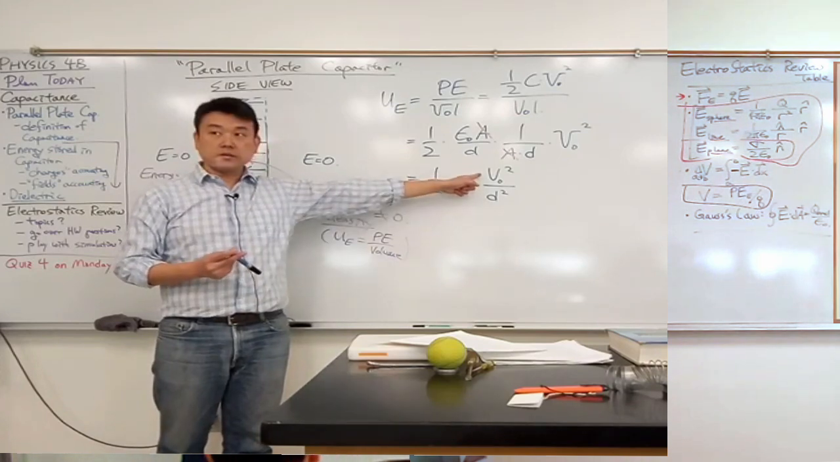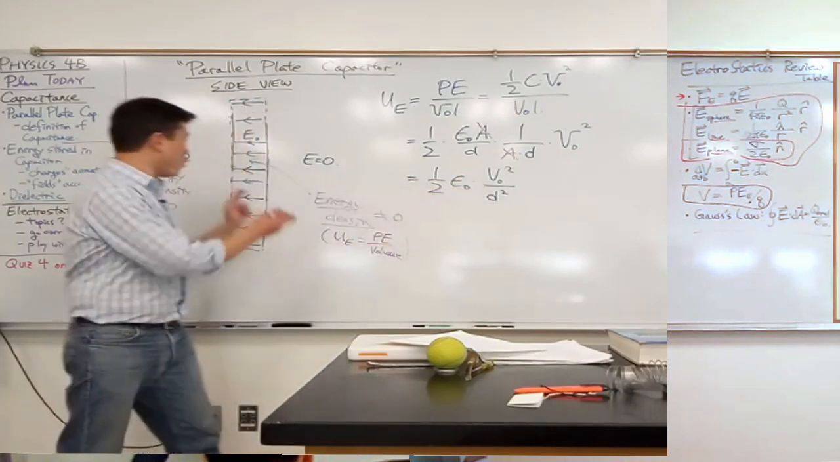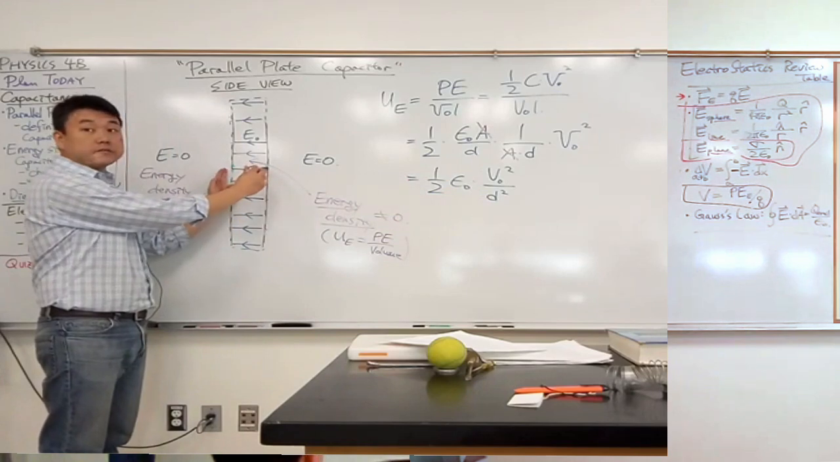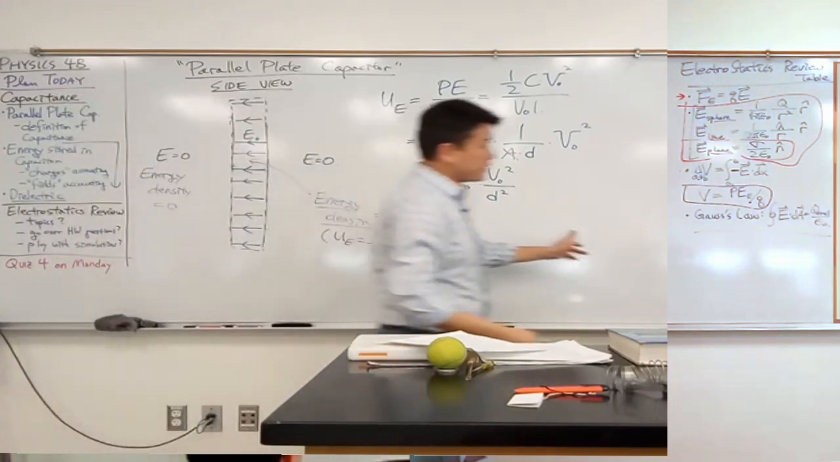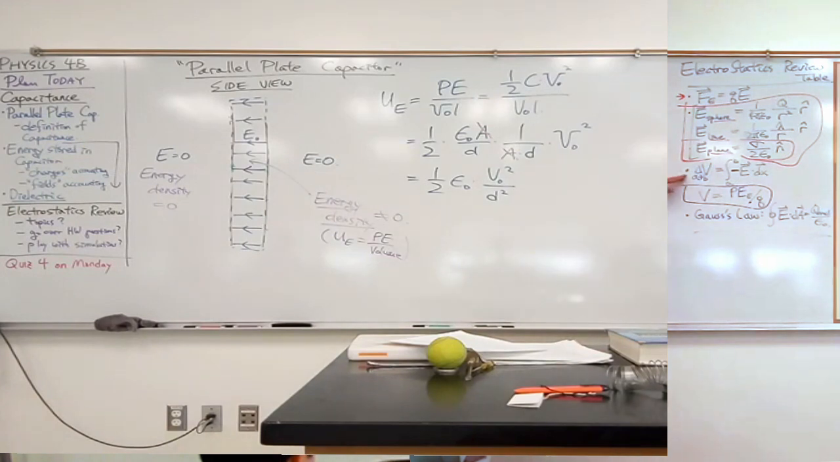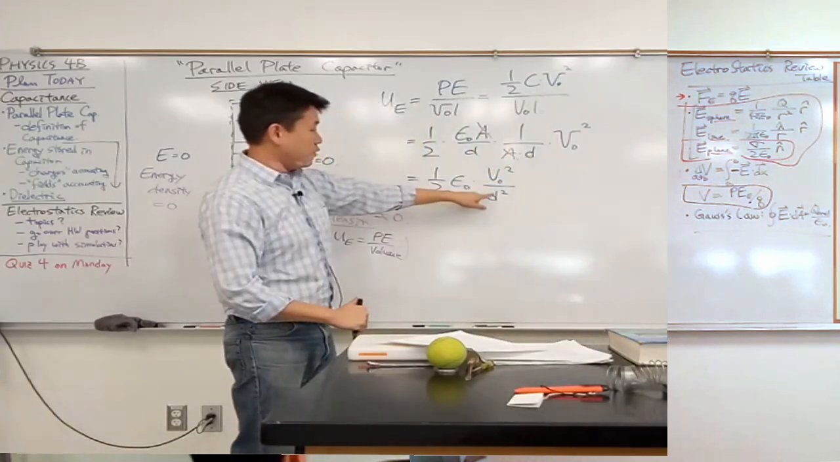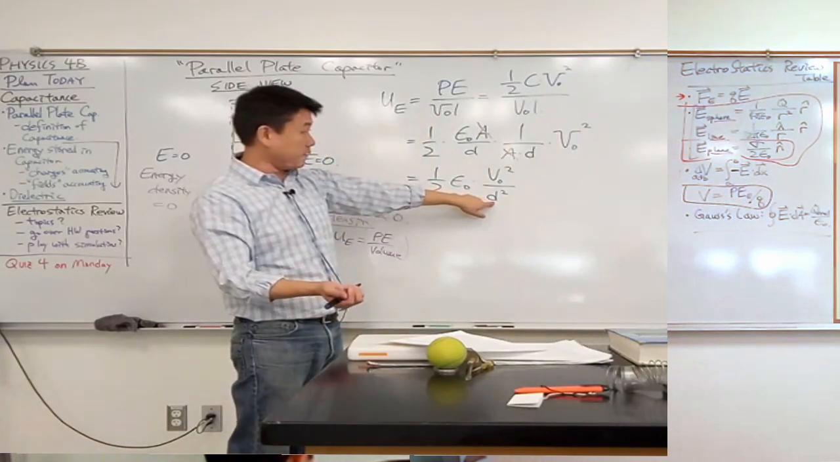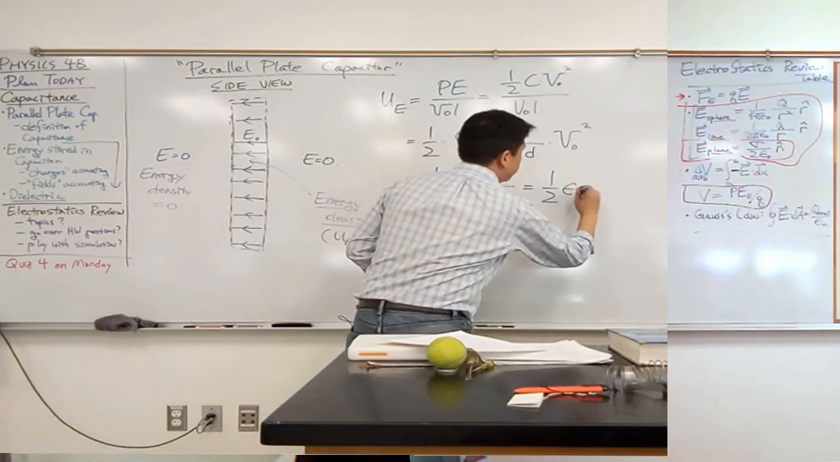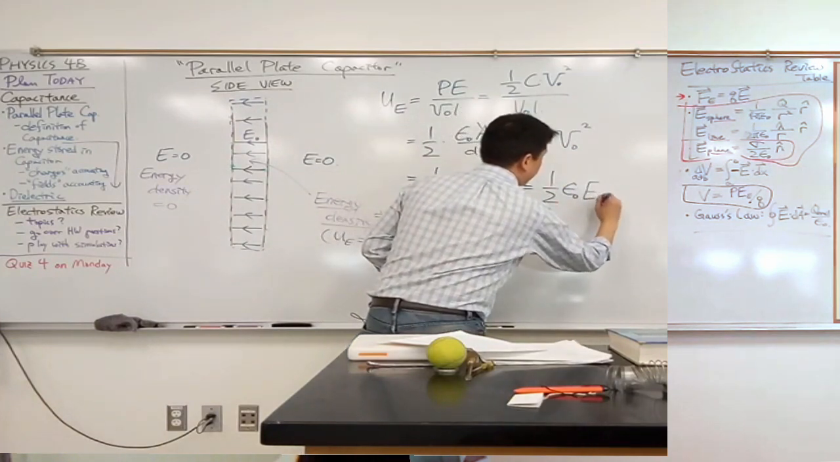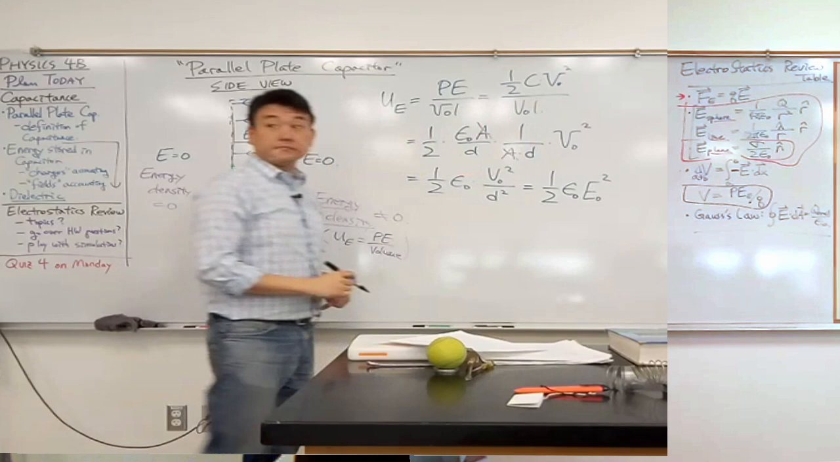So voltage divided by the distance over which you measure the voltage difference. Electric field, right? Looking at this definition here, that's how voltage and electric field are related. So I can say V naught over d is E, the electric field. So this expression turns into 1/2 epsilon naught electric field squared.